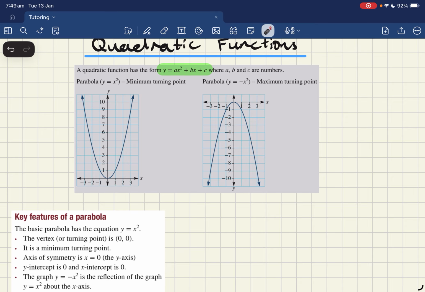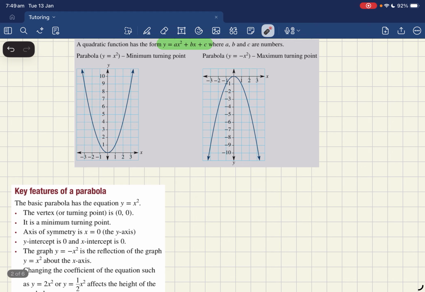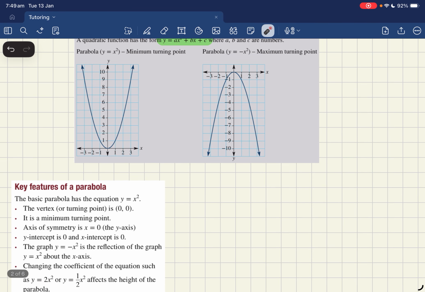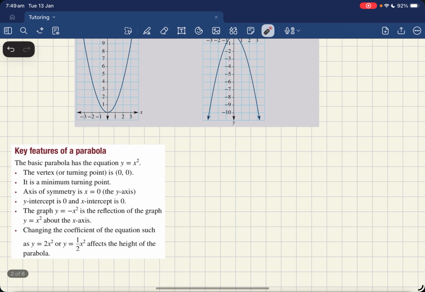squared. And when we have a negative, we reflect the graph around the x-axis. So here you can see the graph is above the x-axis here, and the negative flips it so it's below. This is shown by the negative numbers here as opposed to the positive ones here. Now it's below the x-axis. And we can change the coefficient, so the number in front of x squared, to affect the height and steepness of the parabola. That's what I'm going to show you here.